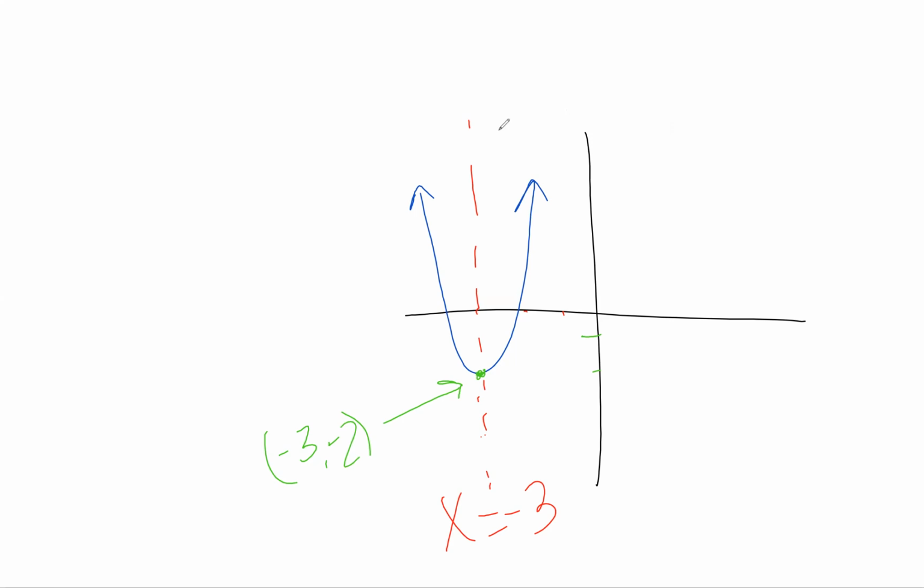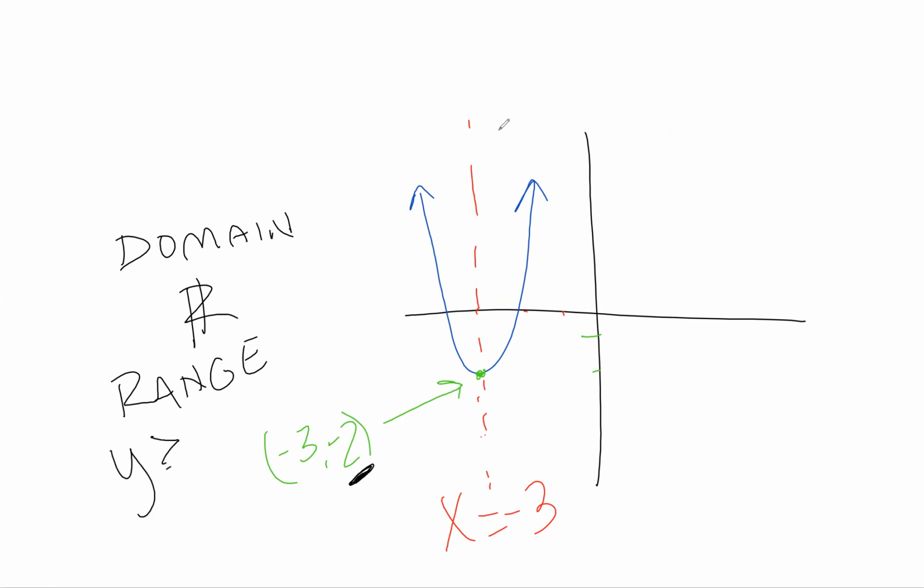Okay, let's talk about the domain. What's the domain? Well, we should know that because I already told you, it's always going to be all real numbers. But the range, well, you can look at two things to help you out with the range. You can look at the vertex on the graph, or you can look at the y value of the vertex. And in this case, this parabola is going up, and so we'd say the range is all y values greater than or equal to -2.